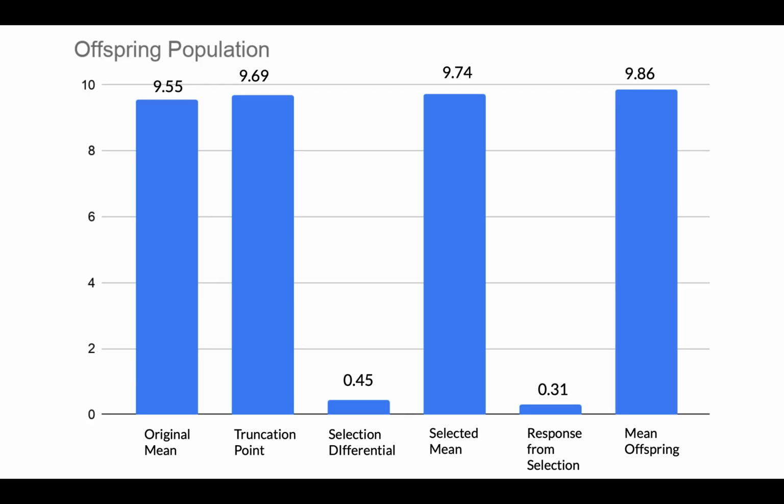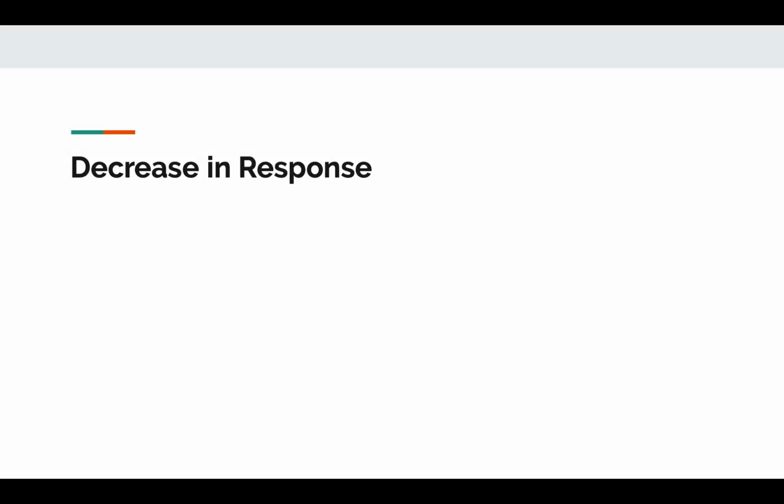Here's another histogram to summarize the results, and as you can see, the mean offspring of this group will have 9.86 legs, which is greater than the offspring of the parental group. A difference to note between these two graphs is that the response to selection has decreased in this one. So let's talk about why this has happened.